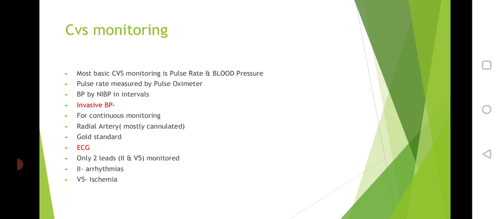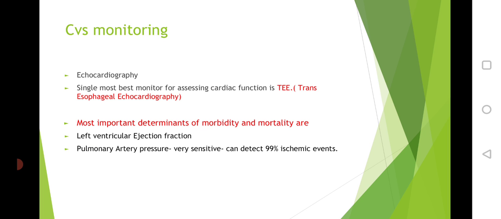CVS monitoring. Most basic CVS monitoring is pulse rate and blood pressure. Pulse rate is measured by pulse oximeter, BP by NIBP at intervals. The NIBP intervals must be 2 to 5 minutes, not more than 5 minutes. Invasive BP for continuous monitoring: radial artery, mostly cannulated, gold standard. ECG: only 2 leads, lead 2 and V5 monitor. Lead 2 is for arrhythmia, V5 is for ischemia.